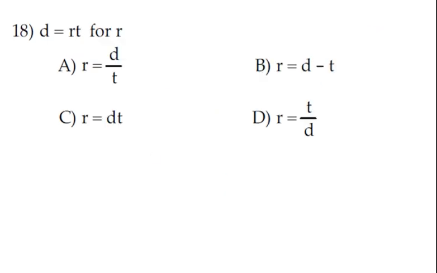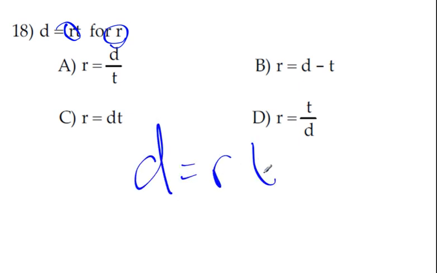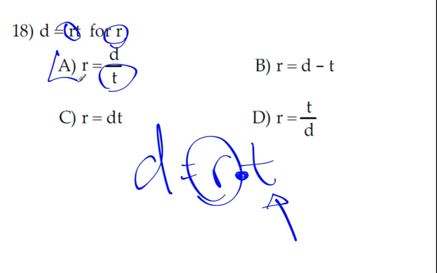Alright, these guys, they look scary. All we got to do is circle what they want us to solve for. That's the r. So if I got d equals rt, I circle my r. This is a multiply, so I need my t to be opposite. The opposite of multiply is divide. There's only one answer choice up here with t on the bottom that's doing a division. So A is my answer.